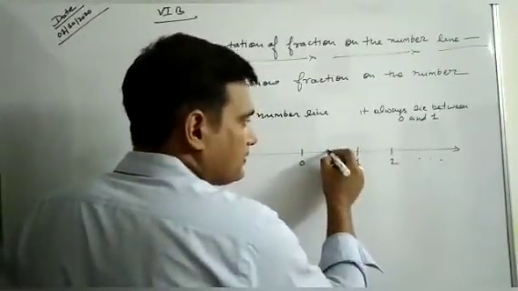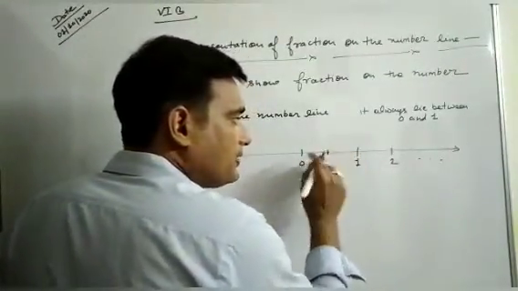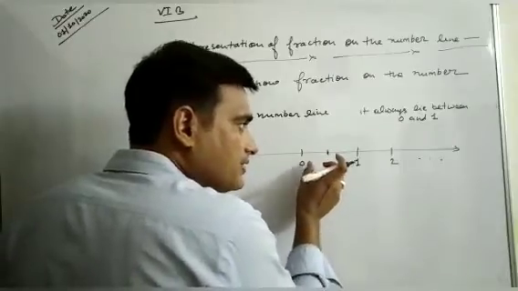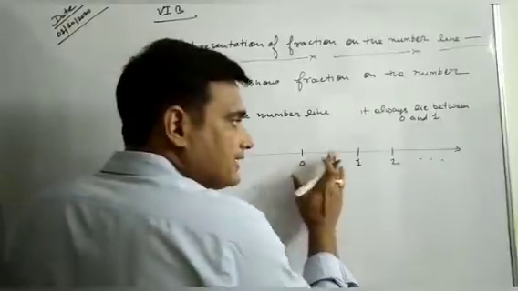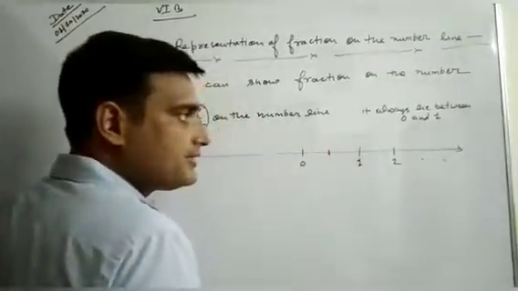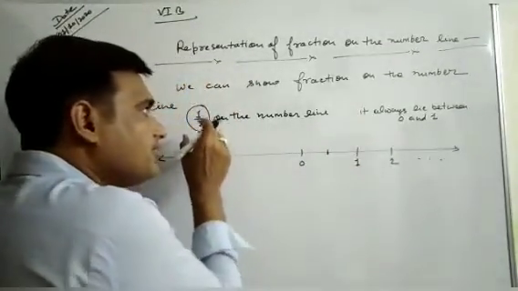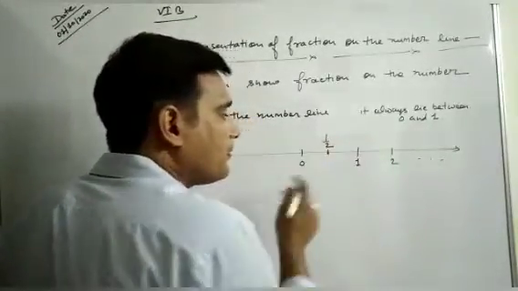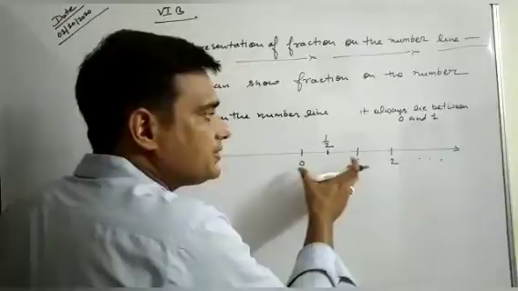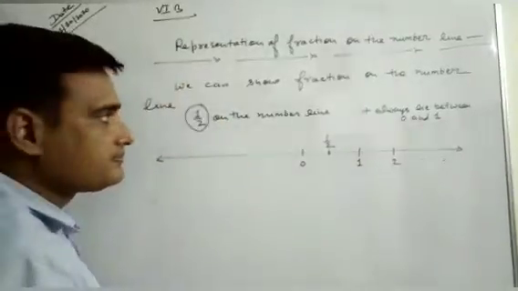Now we divide the gap between 0 and 1 into two equal parts. Half part here and half part here. Now when we represent 1 upon 2, we write 1 upon 2 in the middle of 0 and 1.